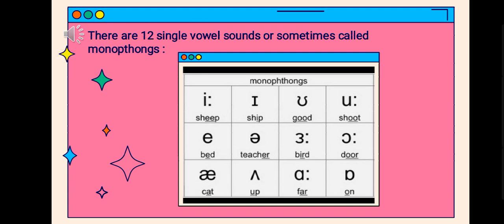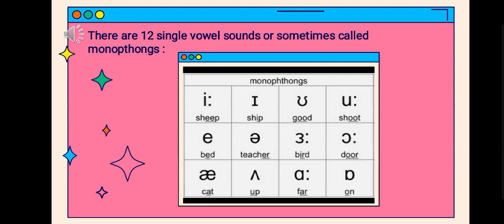So, there are 12 single vowel sounds, sometimes called monophthongs.